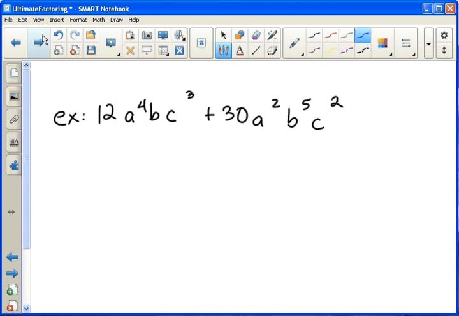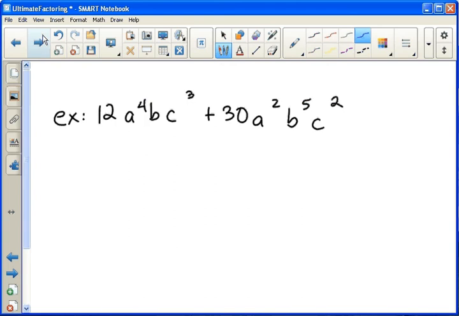Well, start with 12. That won't work. 30 is not divisible by 12. So then we can go a little smaller maybe. How about 6? 6 goes into 12, and 6 also goes into 30. So I'm going to pull a 6 out front.